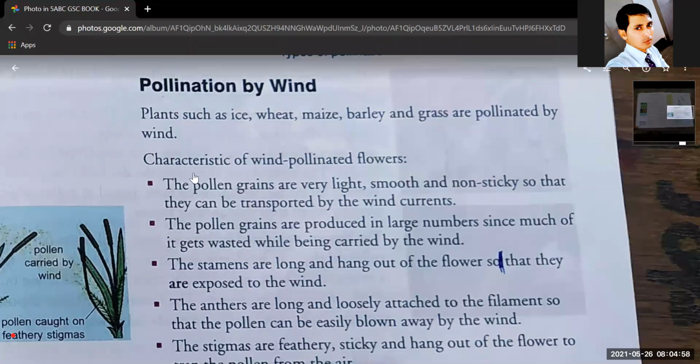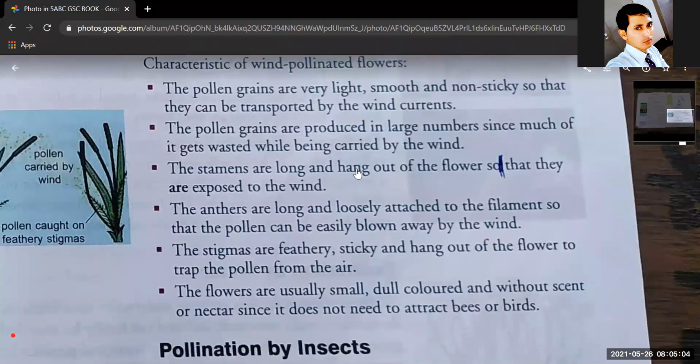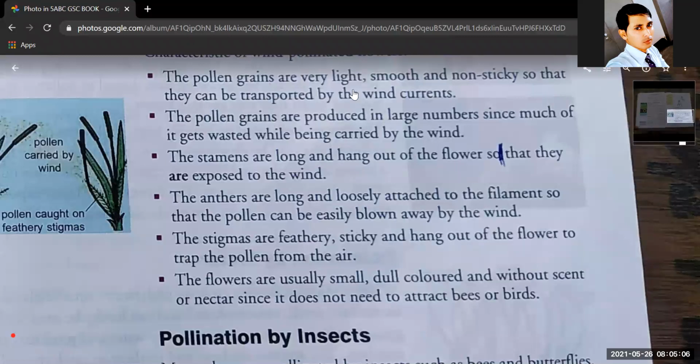Characteristics of wind pollinated flowers. What are the characteristics? Means features. The pollen grains are very light, smooth, and non-sticky so that they can be transported by the wind currents. Very good. Second one, the pollen grains are produced in large numbers since much of it gets wasted while being carried by the wind. The stamens are long and hang out of the flower.